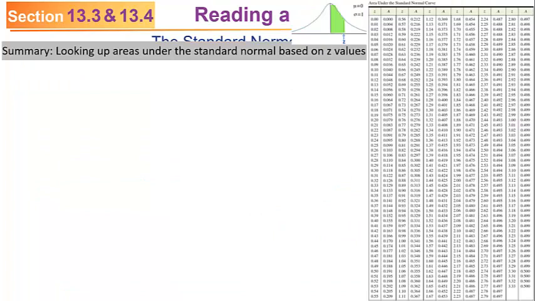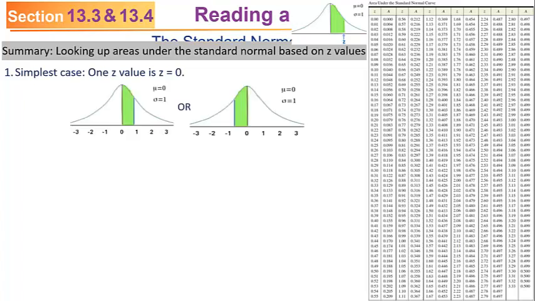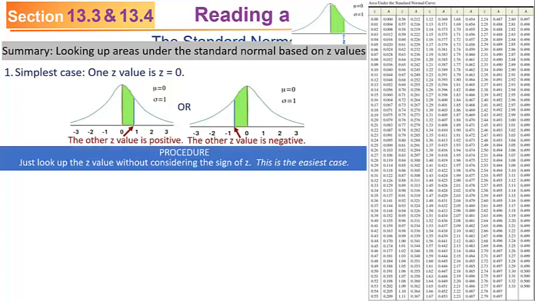And to wrap it up, let me just summarize what I've talked about and sort of emphasize how it works. The simplest case is when one of the values happens to be z equals 0. Either 0 going to the right, or you've got a negative z, which means you're coming from the left towards 0. But in one case or the other, one of the boundaries is z equals 0. That's the simplest case. And in that case, whether the z value is positive or negative, you simply ignore the sign, look up the positive value of z, and that will be the answer.